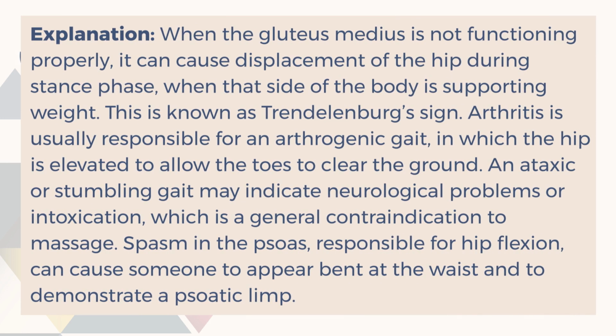Explanation. When the gluteus medius is not functioning properly, it can cause displacement of the hip during stance phase, when that side of the body is supporting weight. This is known as Trendelenburg's sign. Arthritis is usually responsible for an arthrogenic gait, in which the hip is elevated to allow the toes to clear the ground. An ataxic or stumbling gait may indicate neurological problems or intoxication, which is a general contraindication to massage. Spasm in the psoas, responsible for hip flexion, can cause someone to appear bent at the waist and to demonstrate a psotic limp.